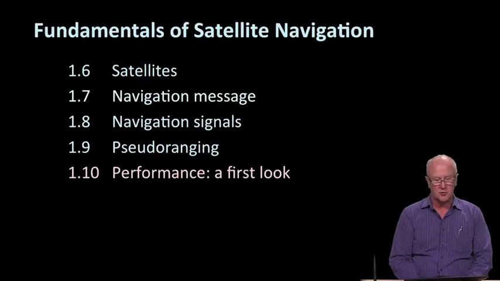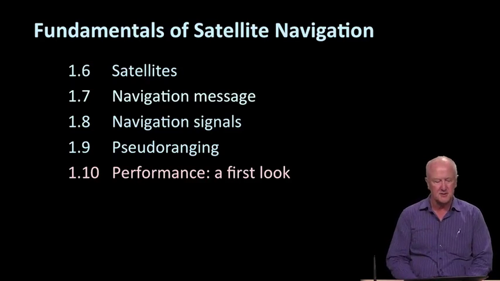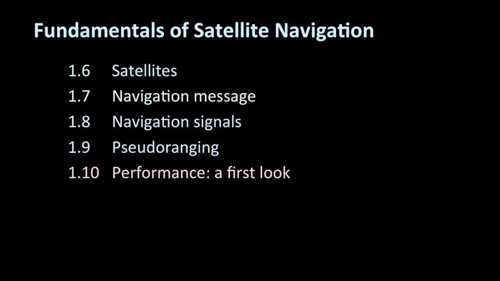Recall that we're working through the fundamentals of GPS, really the fundamentals that apply to all the satellite navigation systems. We've talked about the satellites themselves. We've talked about the dual threads of information that come down from the satellites, the nav message, the nav signals. We've talked about pseudo-ranging, that fundamental building block, that essential measurement made by the receivers. And now we have enough information to have a first discussion about how well does this all perform.